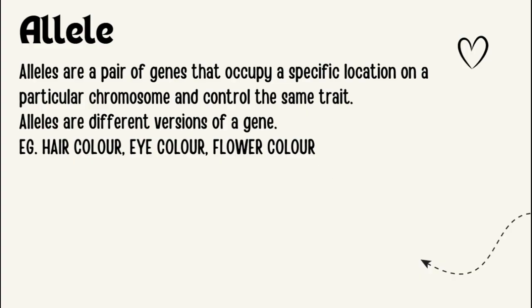Now, alleles are basically a form of a gene. They are a pair of genes that occupy a specific location on a particular chromosome and they control the same trait. Examples would be hair color, eye color, flower color. So they're just different versions of a gene. That is what alleles are.